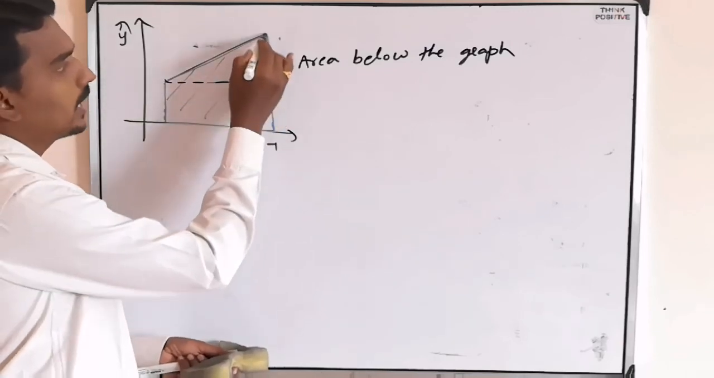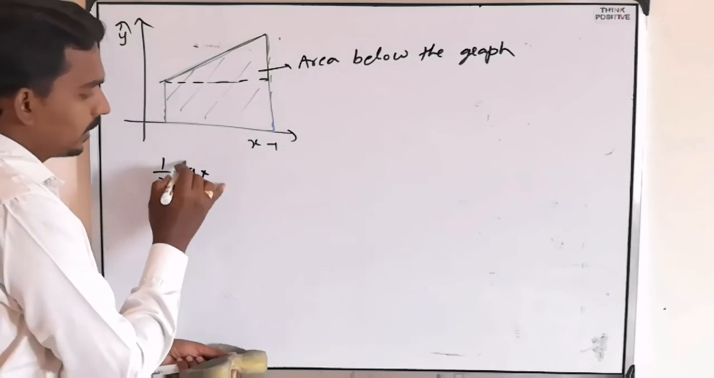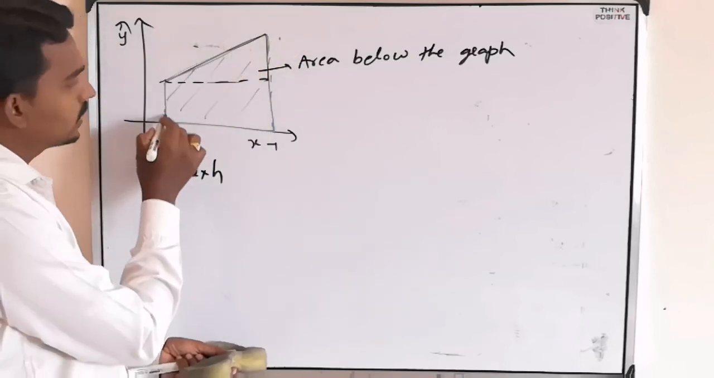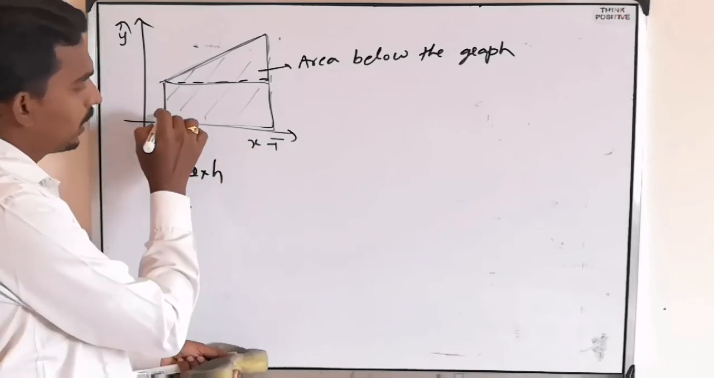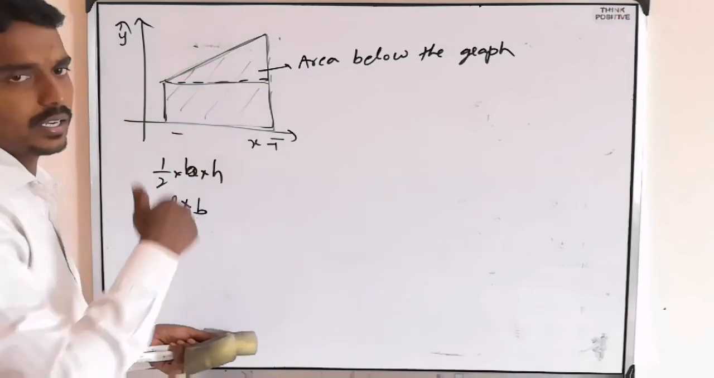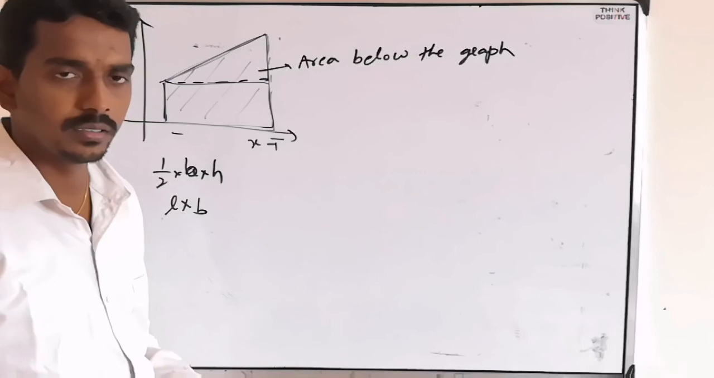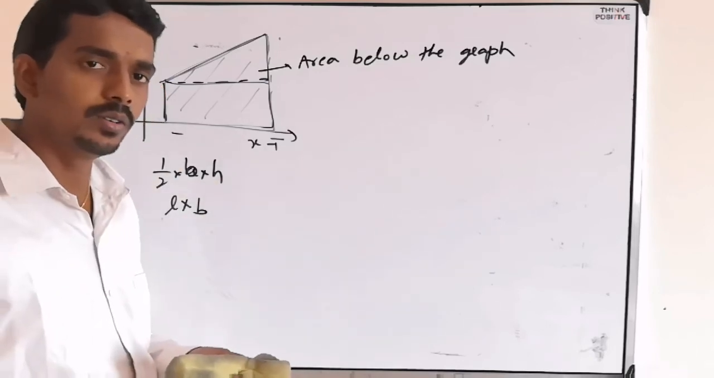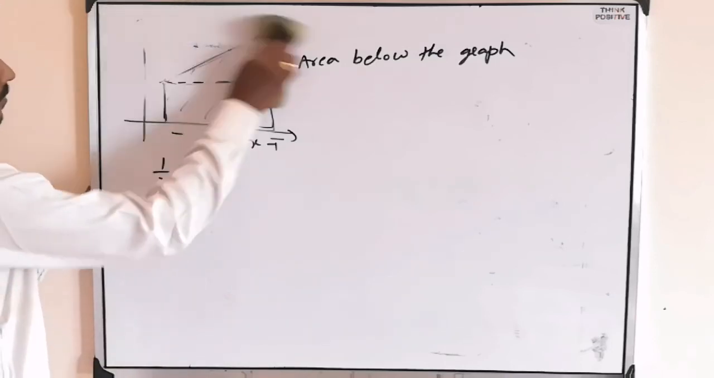Now this is like one right angle triangle. So half into base into height. And this is another portion, rectangle. So length into breadth. So you will get this area and this area, then you can add it. But what is the advantage? Few questions will come related to this area. Like one example.